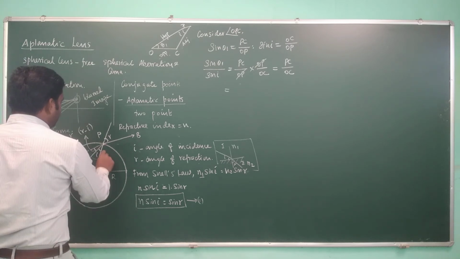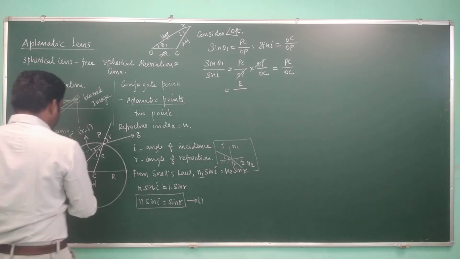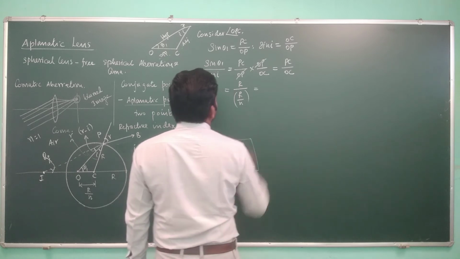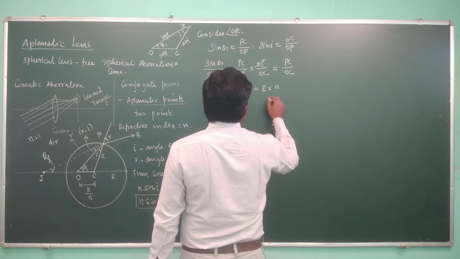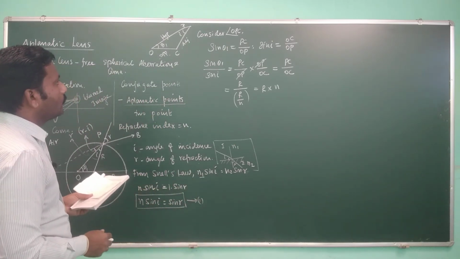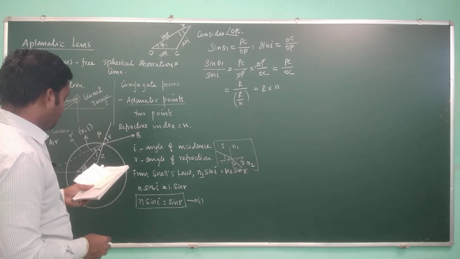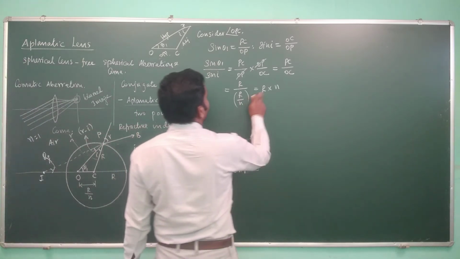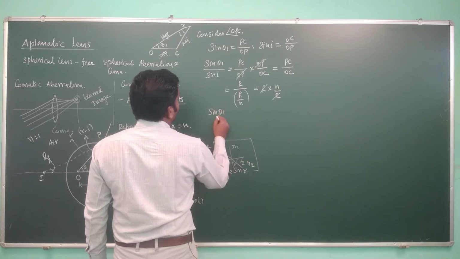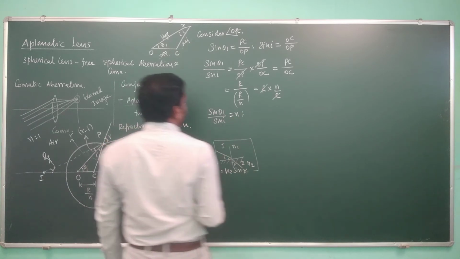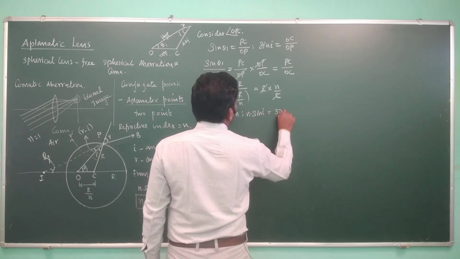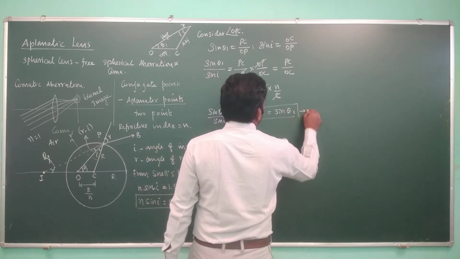PC is nothing but the radius of curvature R. And OC, or CO, is nothing but R by N. So R divided by R by N equals R into N by R. R cancels out, so sin theta 1 by sin I becomes N. Bringing sin I to the right side, you can write N sin I equal to sin theta 1. This is equation number 2.